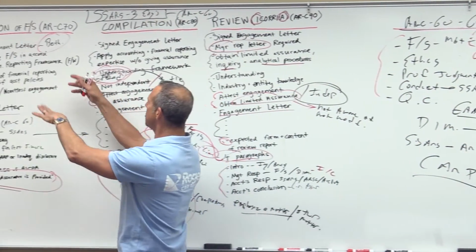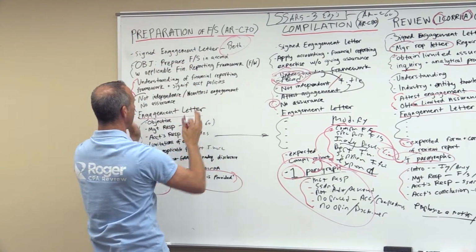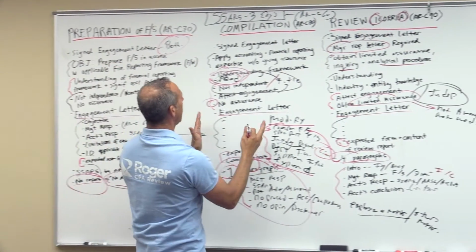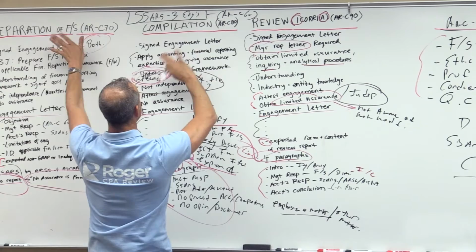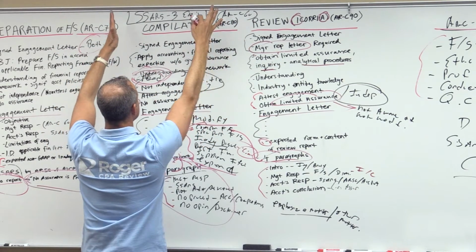We talked about a preparation engagement: no report, not independent, no assurance, non-attest. Boom. Engagement letter. We talked about a compilation, ARC 80. All three of them still have to adhere to ARC 60, the general principles.